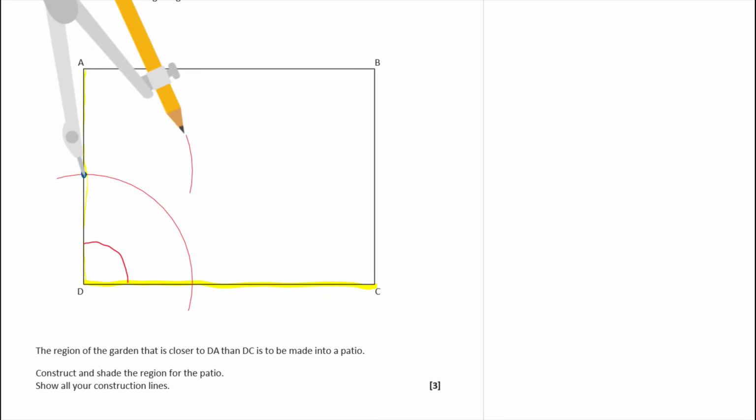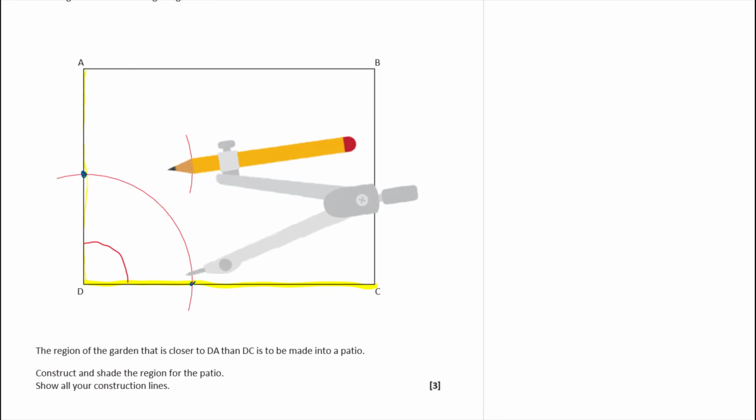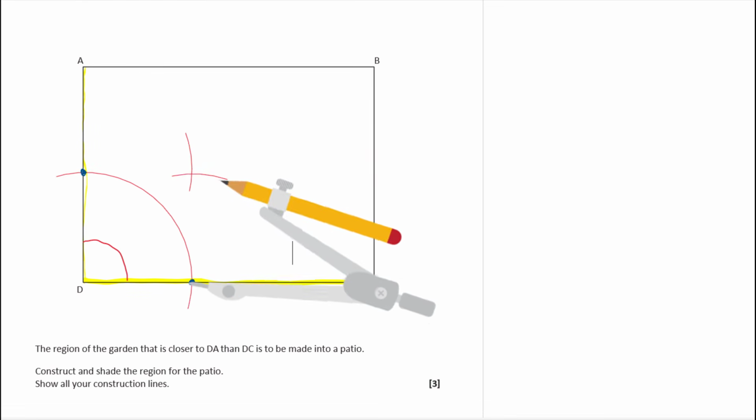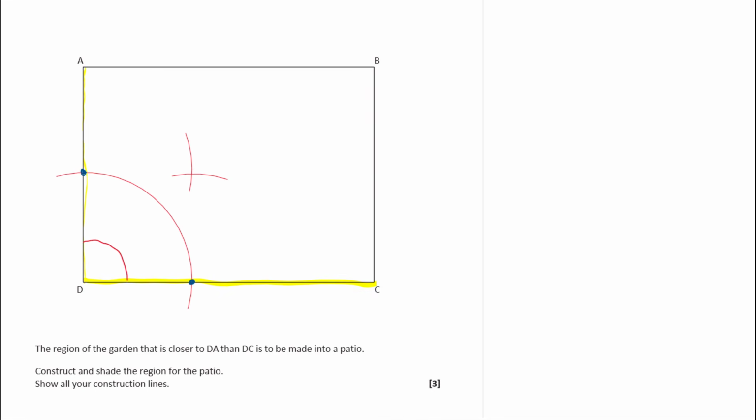Okay, and next I'm going to move the compass tip to this point here, where my original arc cut DC, and I'm going to do the same thing. I'm going to draw another arc, which should cut that first arc that I drew in the center there. Okay, so you can see I've got a little cross appearing in the center of my page here. So all I need to do now is draw a line from D going up through that point. Now that's the locus of points that are equidistant from those two lines, the DA and DC line.